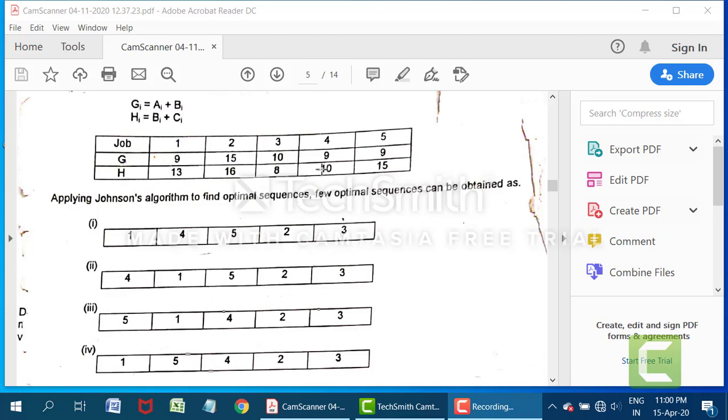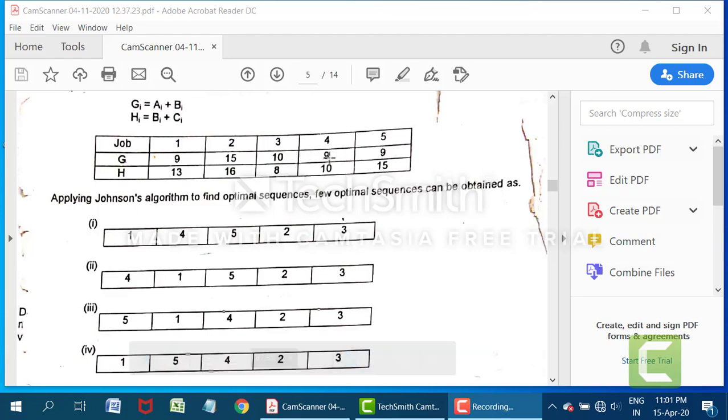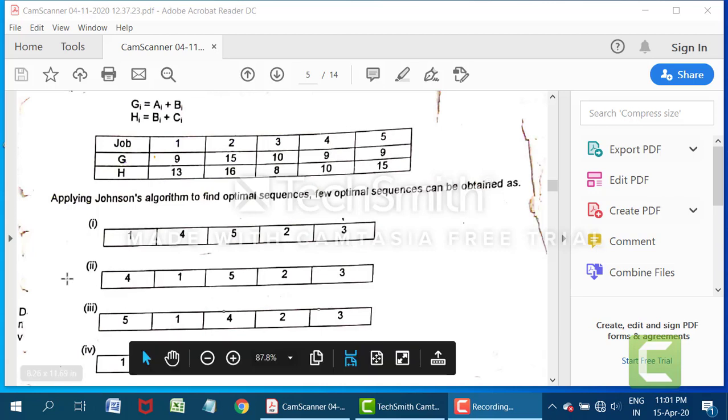Then 9, 9, 9. If you omit this third column, the remaining columns are 9, 15, 9, 9, 13, 16, 10, 15. Of all these, 9 is the minimum processing time. Tie occurs for the first job, fourth job, and fifth job. Anyone can be placed in the beginning. Next one follows. Of these jobs, 1, 4, 5 is one way you can write.